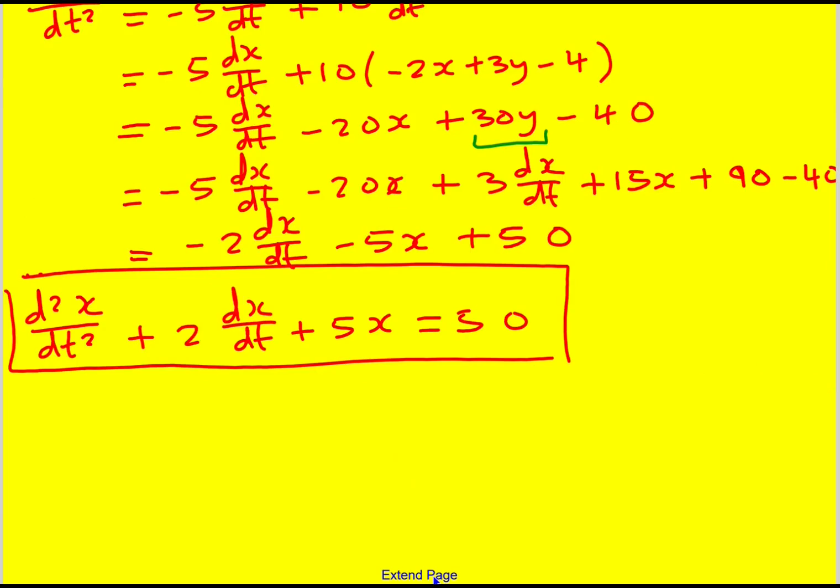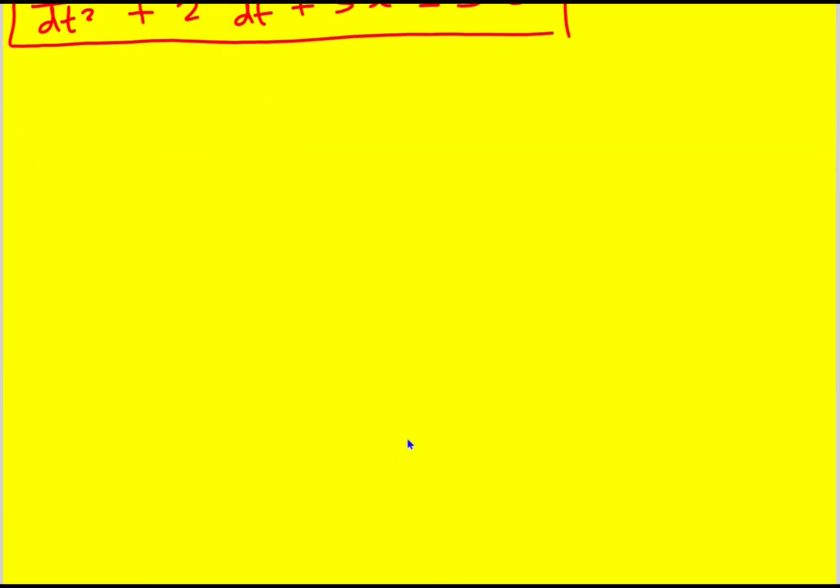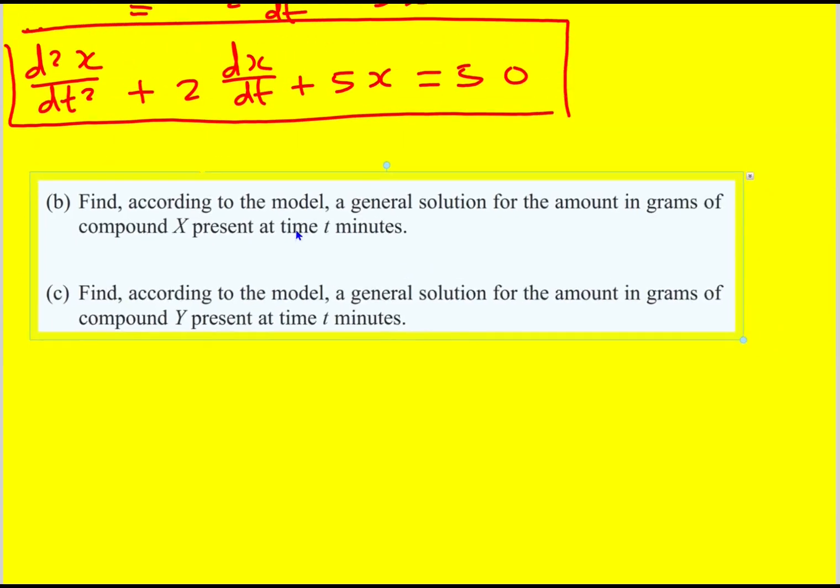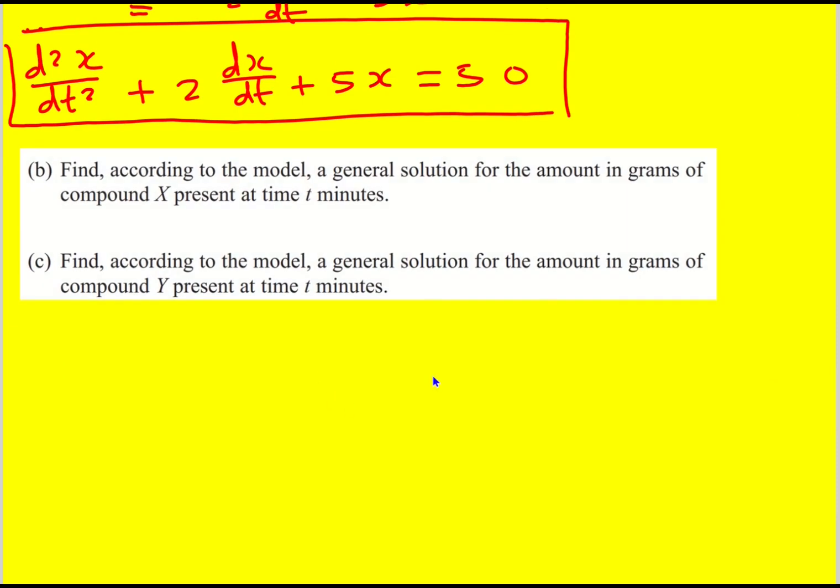And you know where this is headed. We're now asked to find a general solution for x and then for y. And then we've got the particular solution to look for. So to begin with, we're going to look at the complementary function, and that is when we set this equal to 0. And then we'll look at the particular integral for when we get the 50.